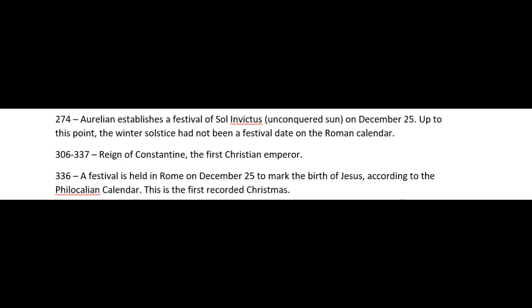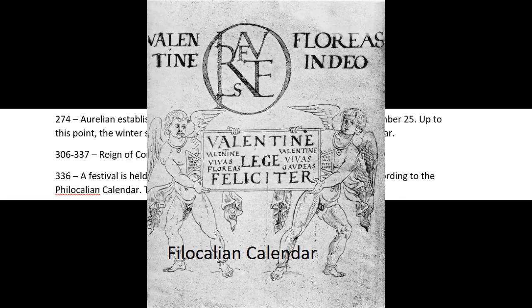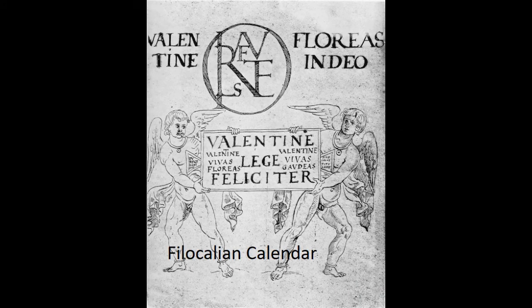Now, in 336, in Rome, there was apparently a celebration of the birth of Jesus. We know this from a document called the Philokaalian calendar, which recorded the various dates that were important to people living in Rome at this time.